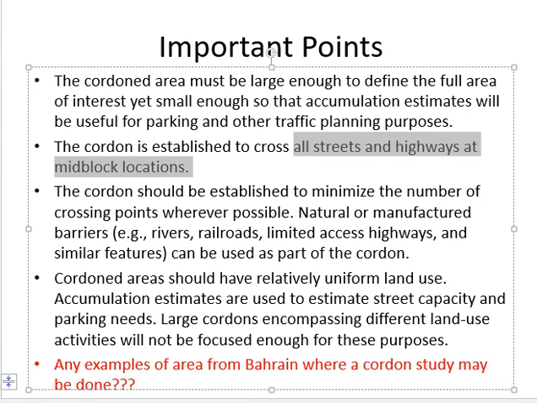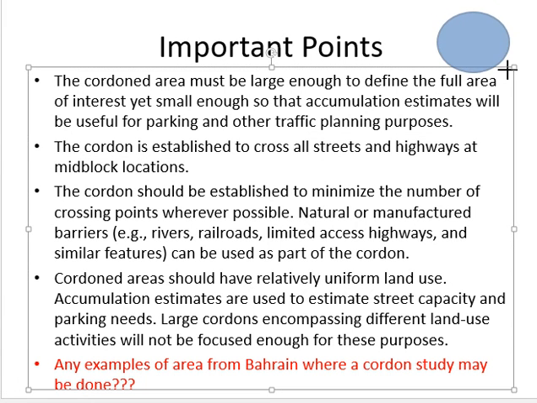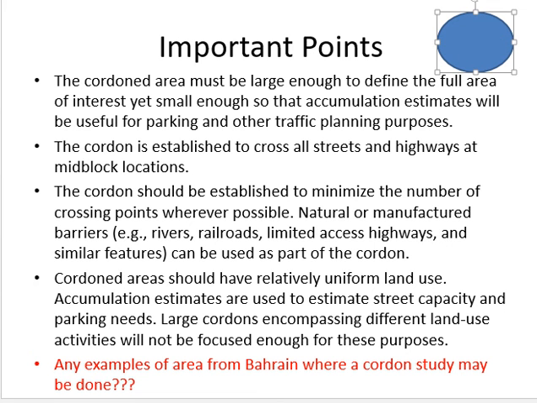So if you make a boundary which crosses at the mid-block locations, for example like this, the roads are crossing like this. This is a road, and the intersection is somewhere here. So I know a vehicle can just come in and go out. There is no turning here.